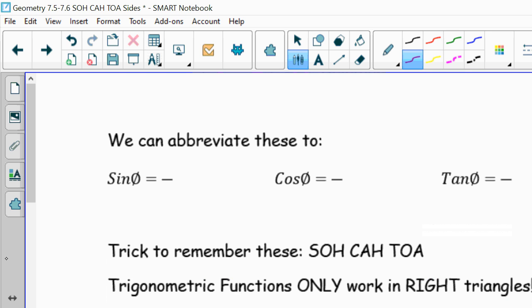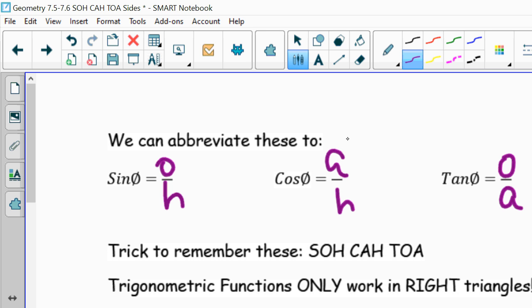On the next page, we're going to abbreviate these even more. We don't want to have to write out opposite and hypotenuse each time, or adjacent and hypotenuse each time, so we're going to abbreviate even more. So the sine of theta, we would say, is the opposite over hypotenuse, O over H. The cosine, we're going to abbreviate to A over H for adjacent over hypotenuse. And the tangent is going to be O over A for opposite over adjacent.